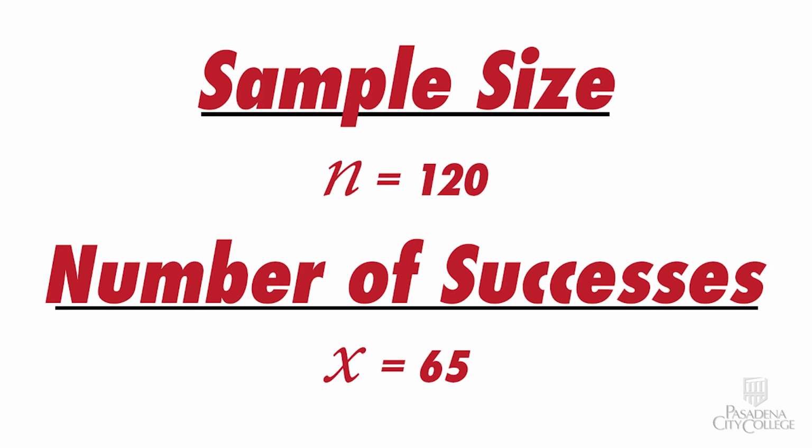There were 120 people who used the restroom, so our sample size n is equal to 120. 65 of them washed their hands. Since we're interested in the proportion of people who wash their hands, washing your hands would be considered a success. So the number of successes x is equal to 65. Ew! That means the rest, 120 minus 65, which is 55 people, didn't wash their hands? Gross! That's disgusting.